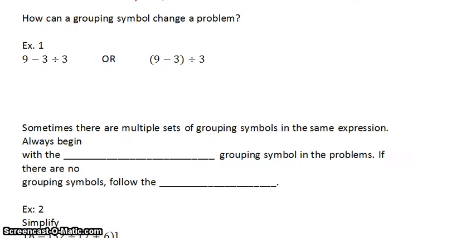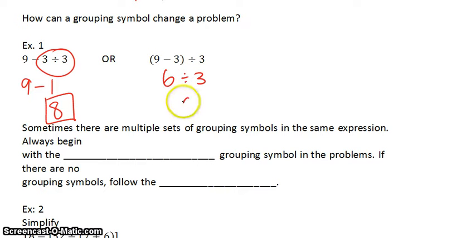How can a grouping symbol change a problem? Well, I'm going to show you both of these problems. They look the same, except this one has parentheses. This one does not have parentheses, therefore I have to do order of operations. That means I have to do 3 divided by 3 first. So that's 9 minus 1, which is 8. Now this one, we do order of operations too, but parentheses come first. So we do 9 minus 3, which is 6, and then divided by 3, which is 2. Okay? Huge difference. You're going to get something different, so you've got to be careful.